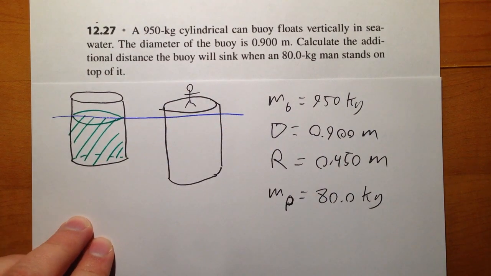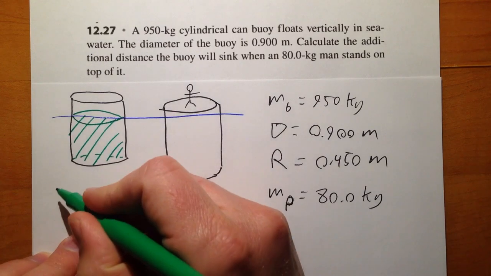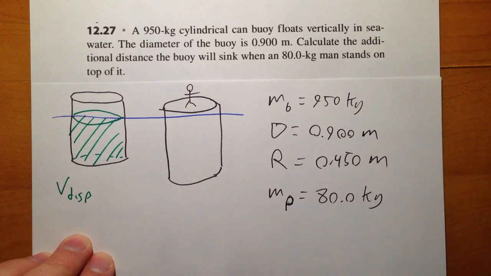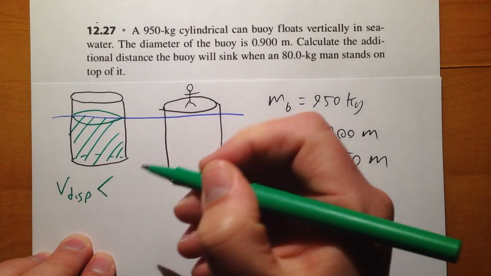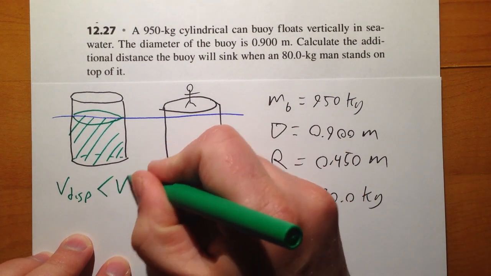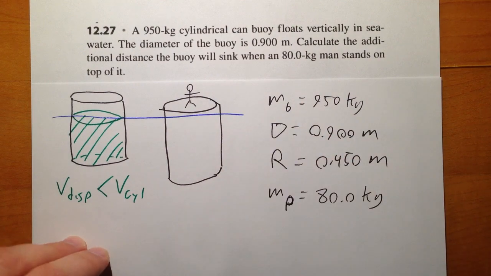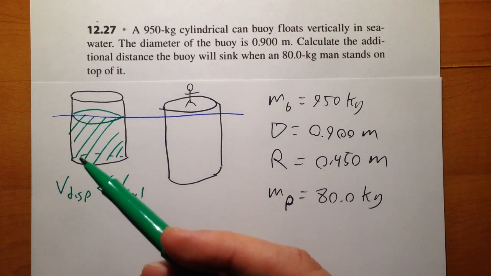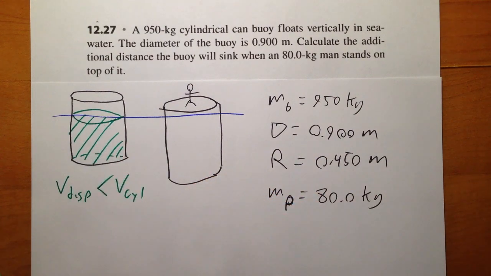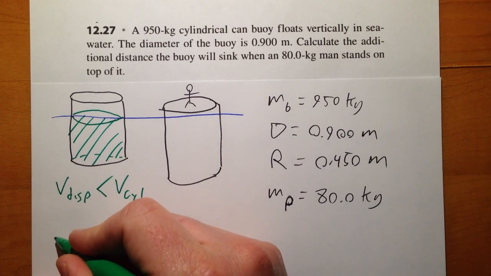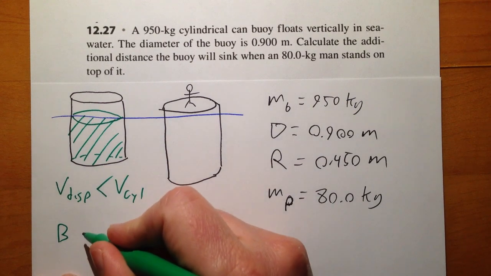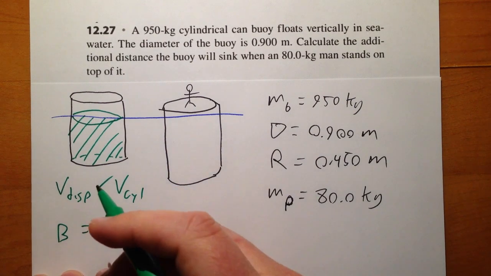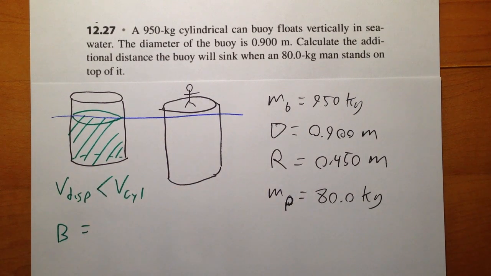That is the amount of volume of the cylinder which is underwater. That is the volume displaced by the cylinder, which is less than the volume of the cylinder. The cylinder is floating, but some of it is above the water, some of it is below. So the volume of water it's pushing out of the way is less than the actual volume of the cylinder.